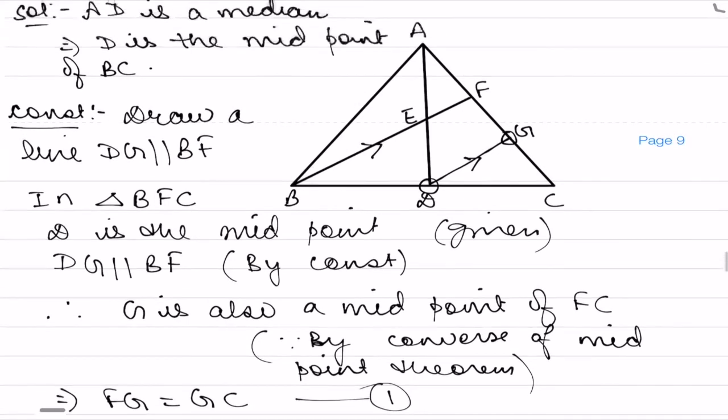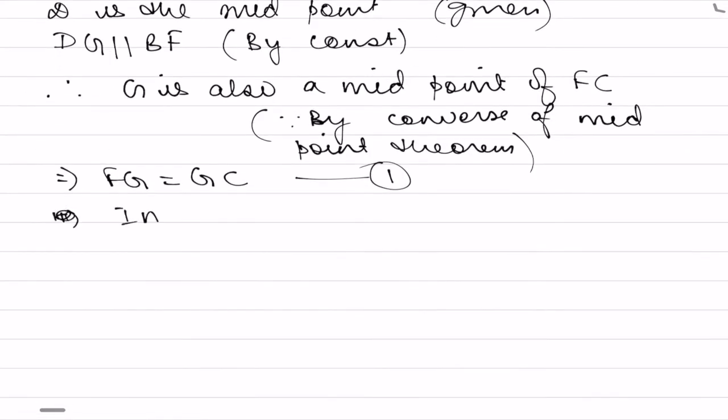Now we will take another triangle ADG, and in ADG we can see that E is the midpoint. EF is also parallel to DG, as EF is a part of the parallel line BF. So now for triangle ADG we can see that E is the midpoint of AD.